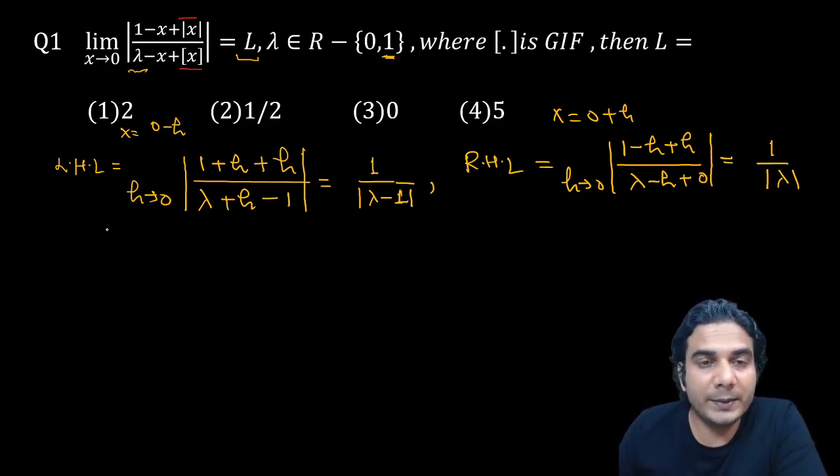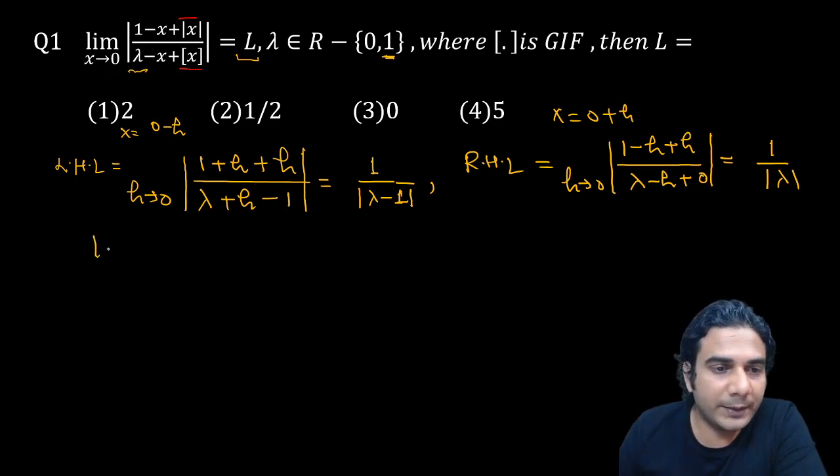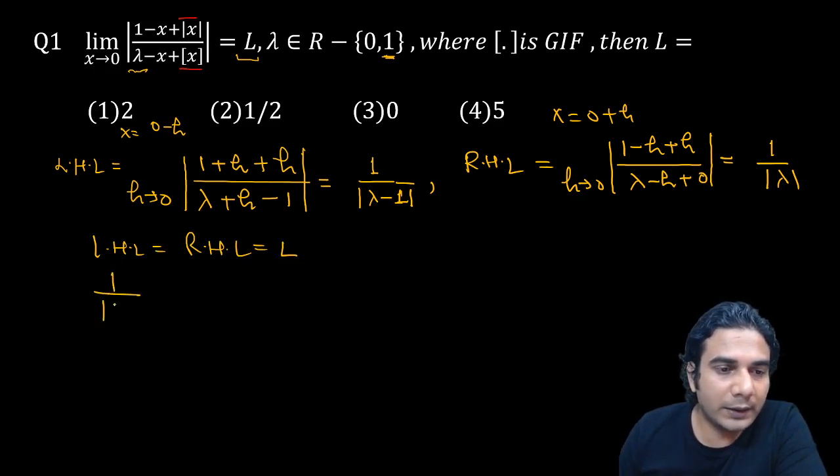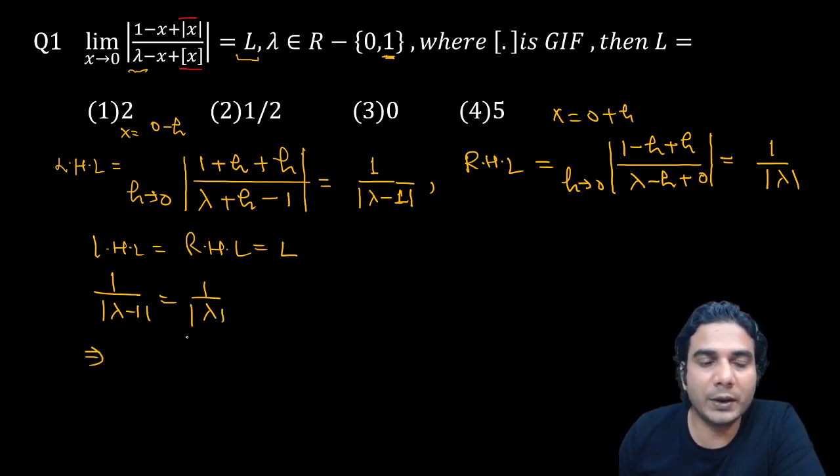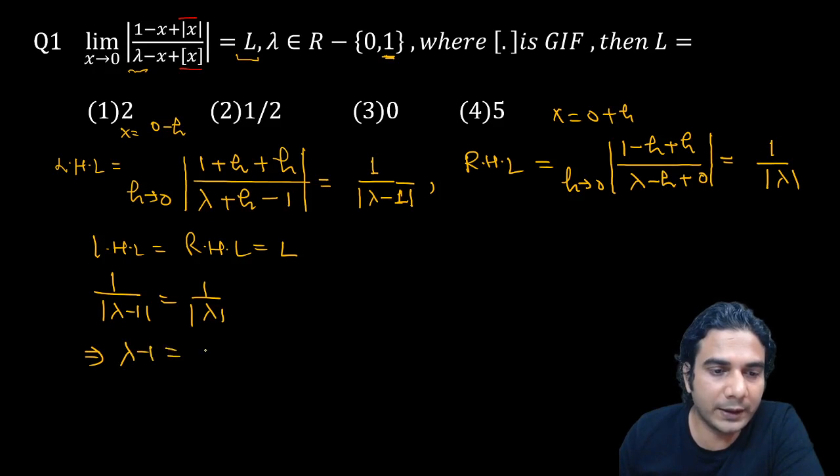So you've got both the limits, but in terms of lambda, so let's equate them and try to find lambda. And this is equal to L also. Left hand limit is equal to right hand limit is equal to L. So we'll solve this: 1 upon mod of lambda minus 1 is equal to 1 upon mod of lambda. And after equating, you can just open the mod. So lambda minus 1 can be written as plus minus of lambda. If you take the plus sign, you won't get any value of lambda. But if you take the minus sign, you'll get 2 lambda is equal to 1. That means lambda is equal to half.